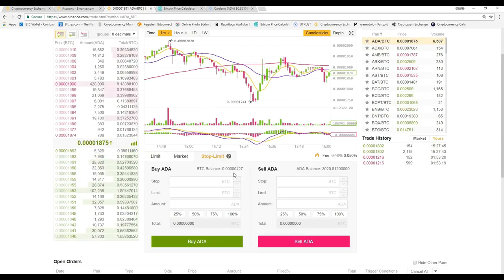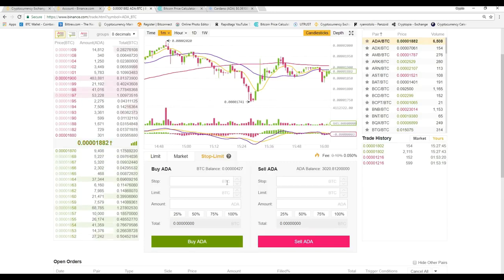So what I mean by this is, I'm gonna explain for the buy and sell side, because the buying side and the selling side is a little bit different. For the buying side, for example, if you wanted to buy Cardano at 20 cents and it was currently at 25 cents, what you would want to do is enter the 20 cent amount right here, and then for the limit part you would enter a couple cents below the 20 cents, for example 15 cents. Then you would enter the amount you want to buy, and you would press buy.